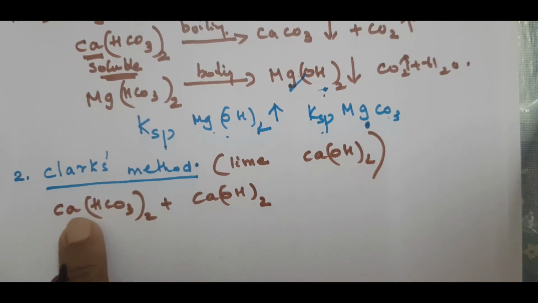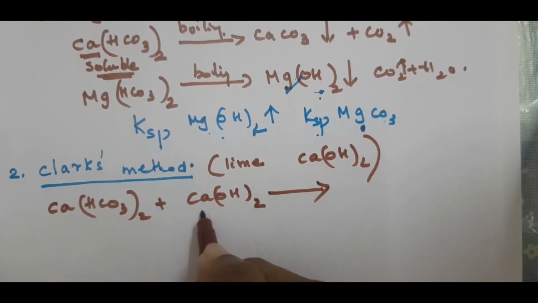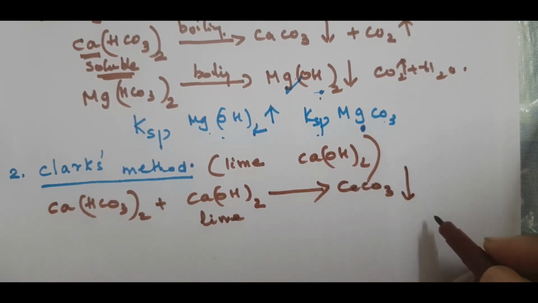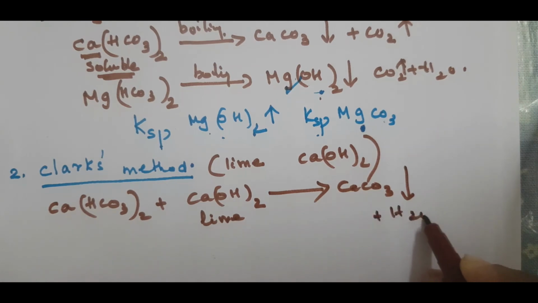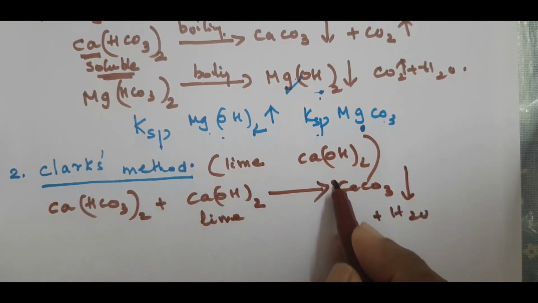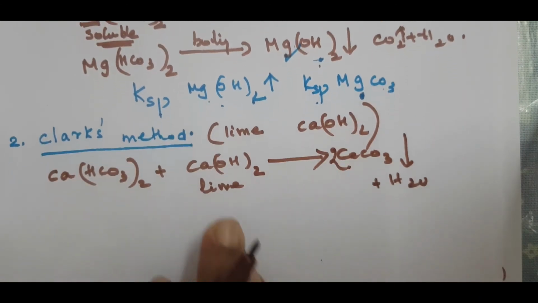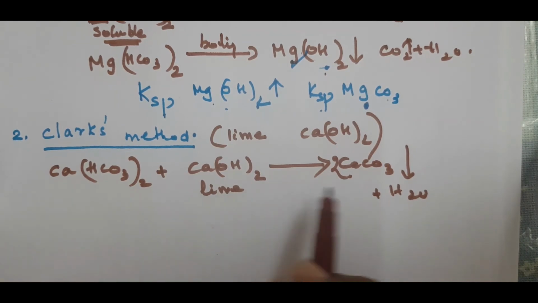In the hard water, the calcium is there. It gets precipitated out as carbonate. So what happens? Calcium bicarbonate plus calcium hydroxide, that is lime. This calcium carbonate will get precipitated out. So the hardness is getting removed, isn't it? Plus water. Just balance it. Okay, I am not balancing. Correct. So by using lime, we can precipitate calcium carbonate and the hardness of the water is removed.